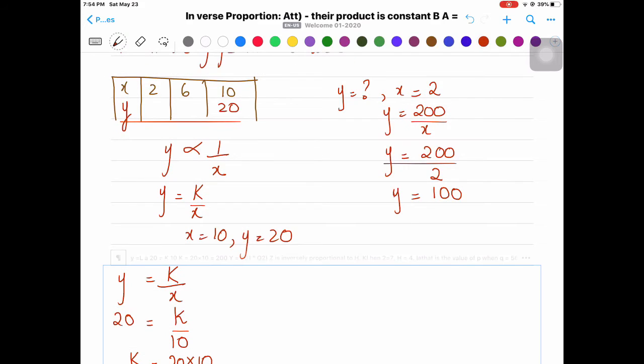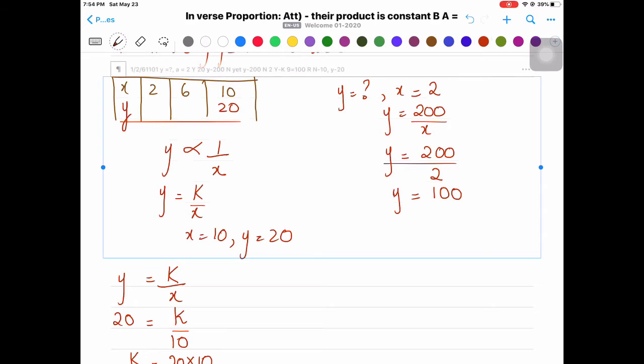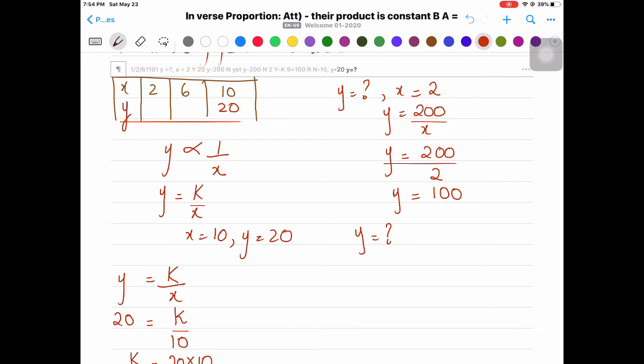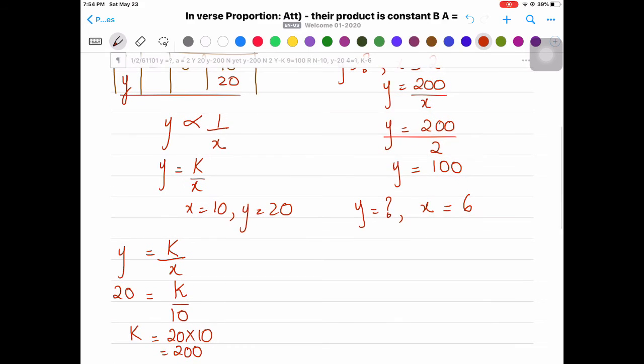What is y when, okay, so we have to find y, right? So what is y when x is equal to 6? Let's repeat the process. Write the original equation, which is y equals 200 over x, and you have to find y. So y equals 200 divided by 6. We'll just simplify it. So 6 becomes 3, 200 becomes 100. So essentially y equals 100 over 3.